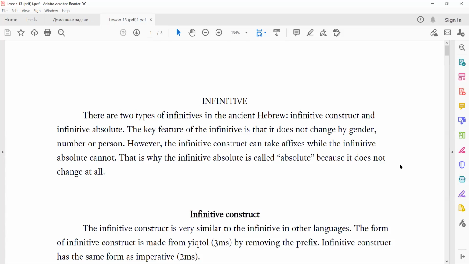So what is infinitive? Infinitive is a part of speech. It is a form of the verb which is indefinite. So it means that it doesn't change by persons, by tenses, by number, by anything. So actually, infinitive doesn't change at all. But in Hebrew, they have two infinitives, and infinitive absolute is the one that doesn't change. So it cannot have any prefixes or suffixes, but infinitive construct could have some prefixes and suffixes. And today we will spend a lot of time trying to understand infinitive construct.